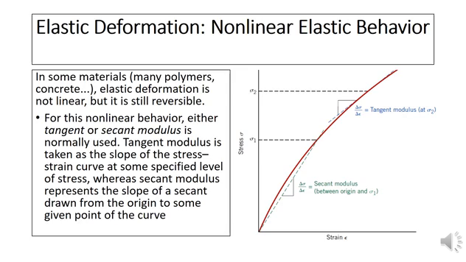So in this case, the modulus is known as the tangent or secant modulus, and this modulus is taken at a specified stress level as shown in the figure, where you can take it at sigma 1, that's a specified stress, or at sigma 2, that's also another specified stress.